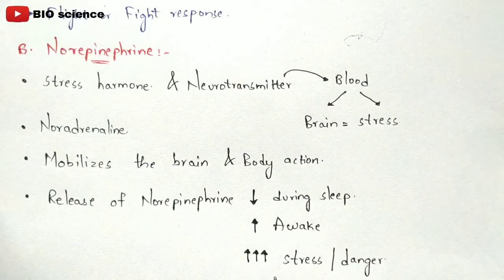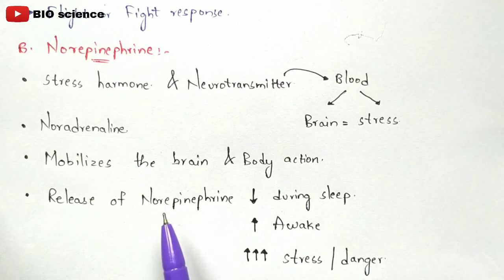For example, if you see a snake, or if kids have not done their homework and go to school or college, what will happen? They will get fear on seeing the lecturer, wondering whether he will beat or scold them. The stress and danger, that type of feeling, that type of emotion, will be taken up by this hormone called norepinephrine, right?